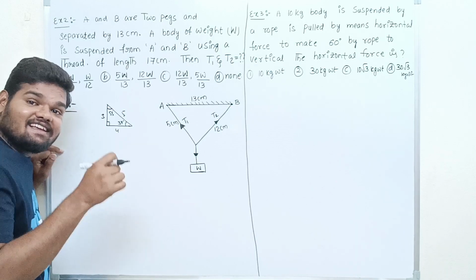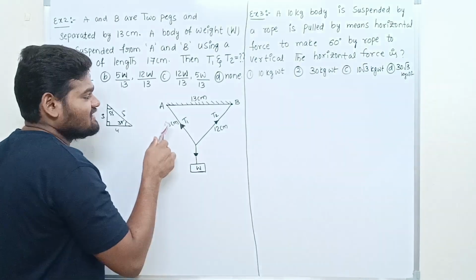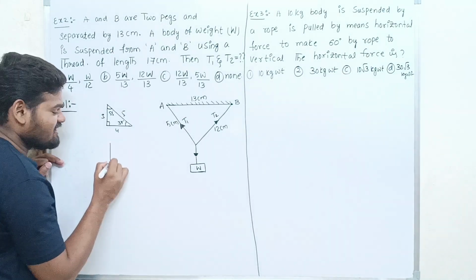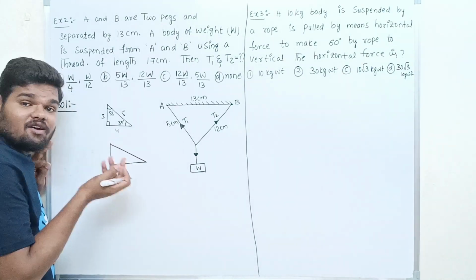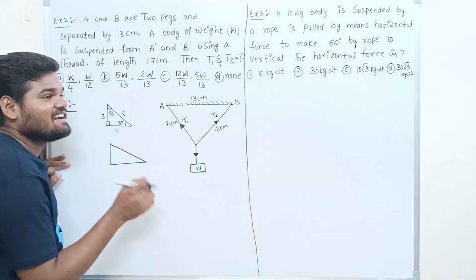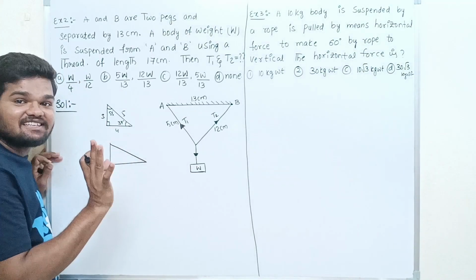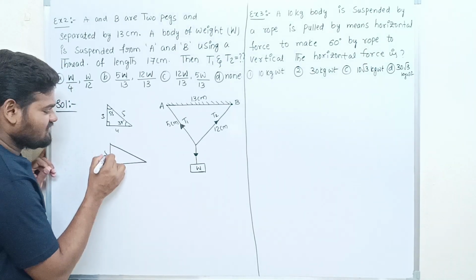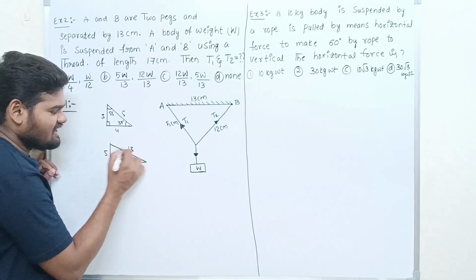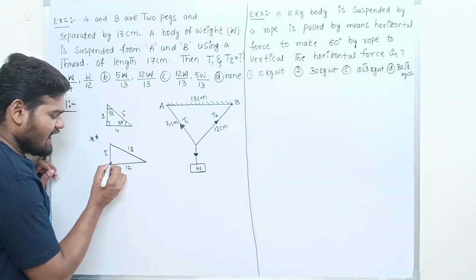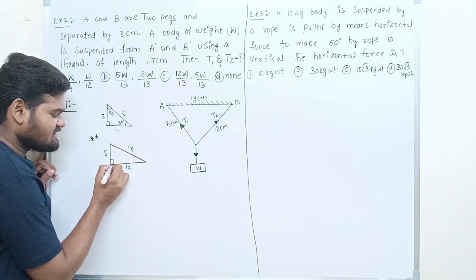But there is also one more triangle, that is the 5 12 13 triangle. What is the 5 12 13 triangle? There are a lot of triangles, but whatever triangles are used in our subject, we will discuss only those. So this is a 5 12 13 triangle. It is an important one. Have a look: the angle between the 5 and 12 sides is 90 degrees.